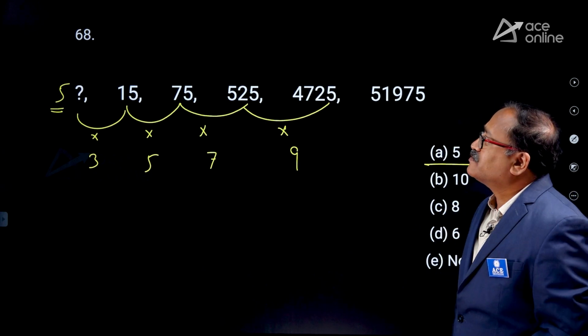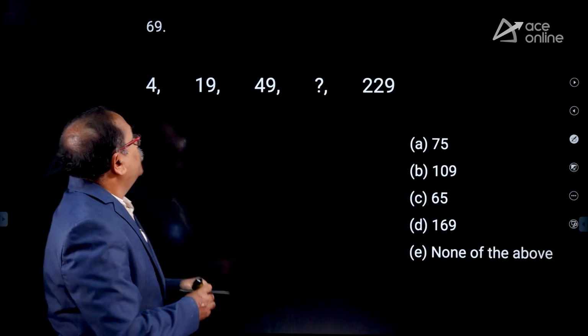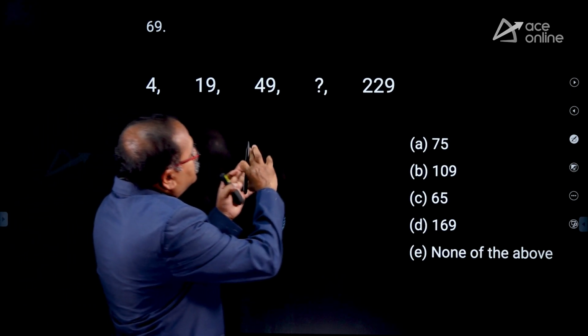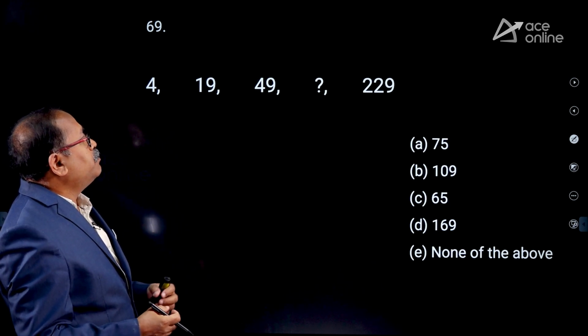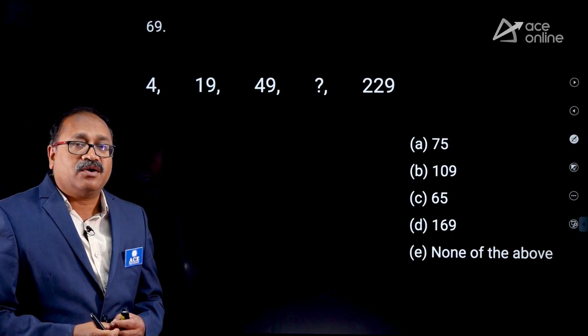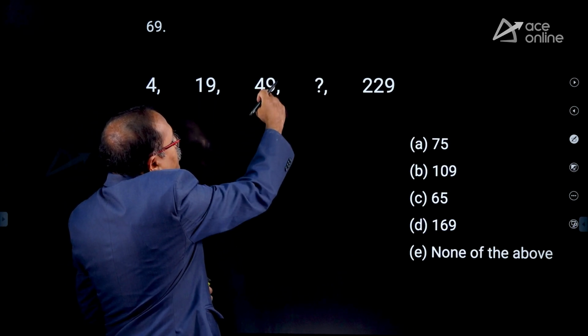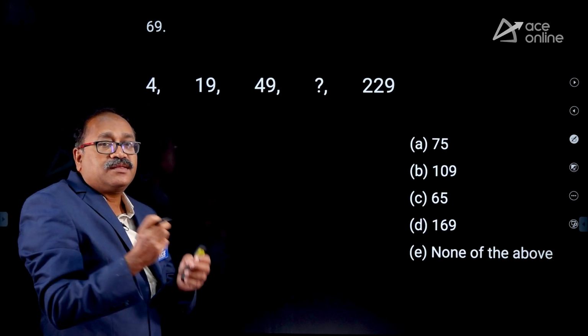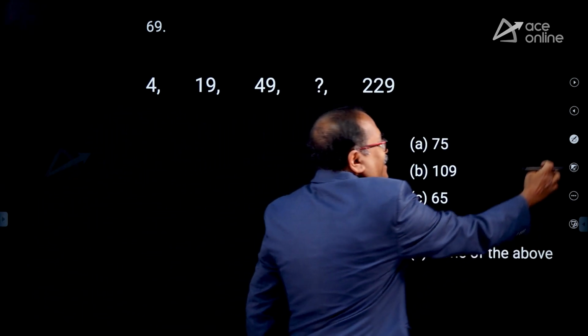Next question. 69. Look at the flow of the numbers. So that is 4 and 19 and 49 and something. So I am not able to conclude whether it's an addition or a multiplication, but I see that the difference is 30 here and the difference is 15 here. There is some connectivity with 15 and 30. Let's work out on that clue.